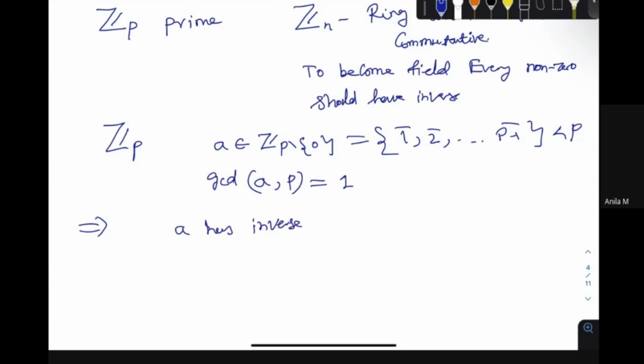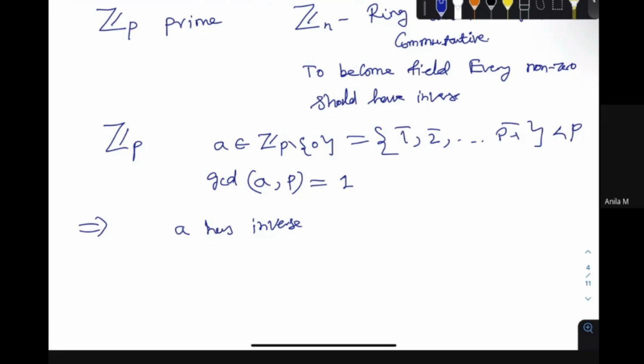Just now we investigated, right? If GCD is 1, it has an inverse. If GCD is greater than 1, it is a zero divisor. So only two options: either it's an inverse or it is a zero divisor. So the GCD function is very nice. It is exactly like the determinant function.